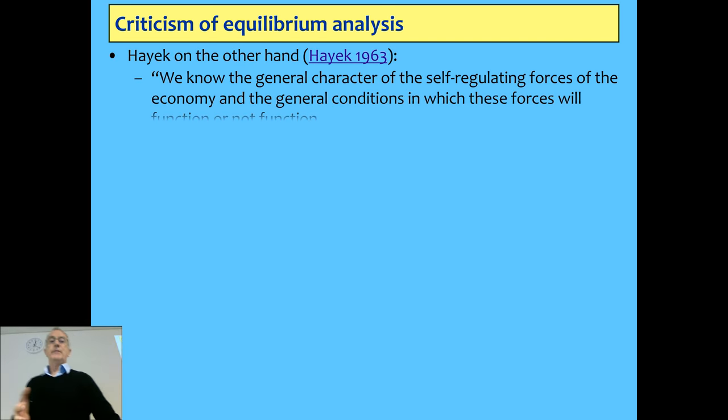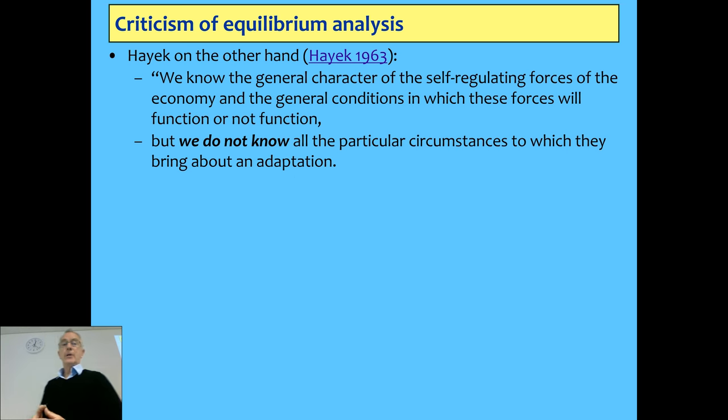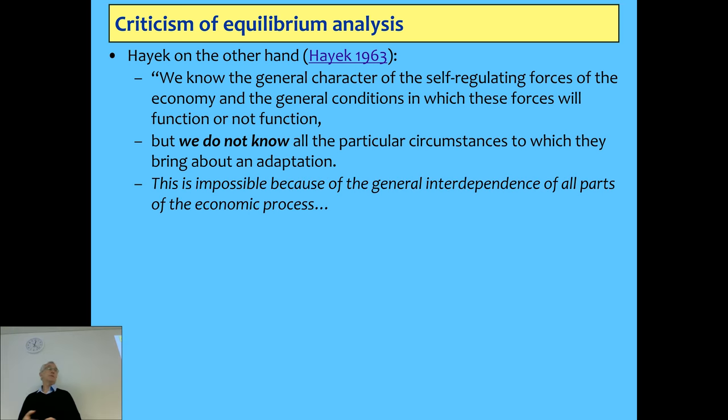So the Austrians had a justified reason to react to that sort of stuff. Now what Hayek, and he's one of the three leading personalities, Menger was the original, and Hayek and von Mises are the two personalities back in the 1930s that are associated with Austrian economics the same way Keynes is associated with Keynesian economics. And what Hayek had to say, I think in his Nobel Prize speech, was: we know the general character of what drives the economy and the general conditions under which those factors operate. We don't know the circumstances that are going to cause a change to that system because everything's interdependent.